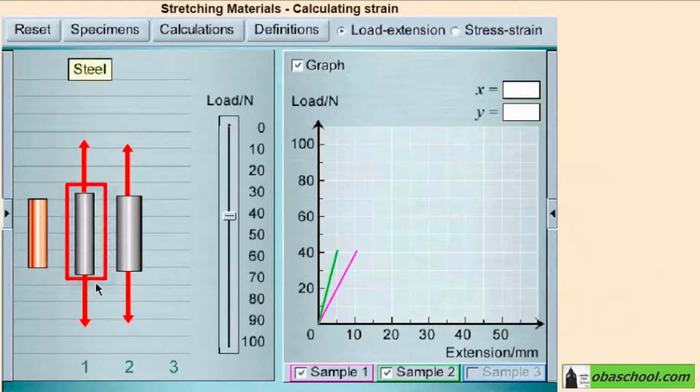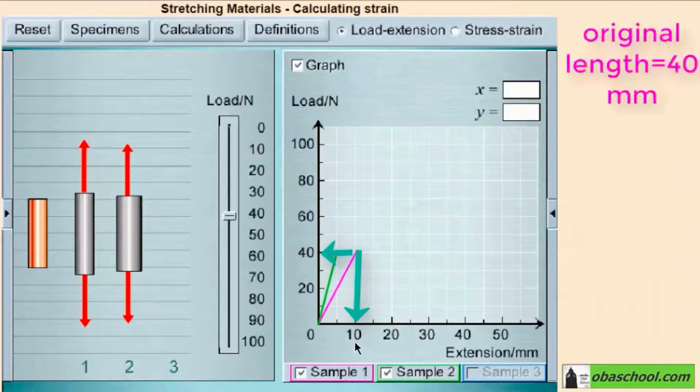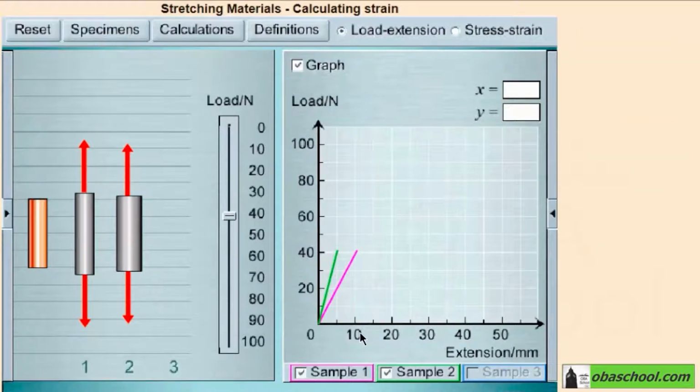Sample 1, which is the thin specimen, is represented on the graph with a pink curve at a load of 40 newtons. Its extension is 10 millimeters, and it has an original length of 40 millimeters. So the strain is equal to 10 millimeters divided by 40 millimeters, which is equal to 0.25.